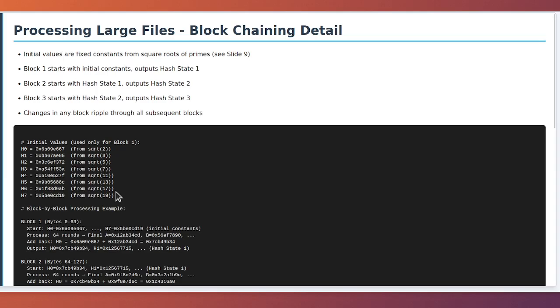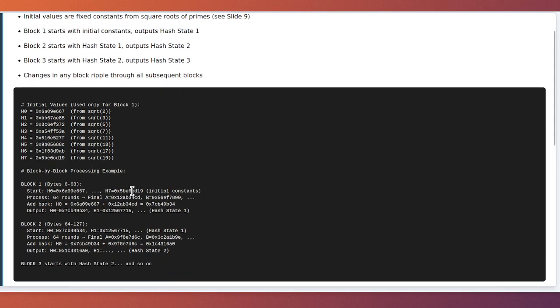First, let us understand the scale. 1 megabyte equals 1,048,576 bytes, which is 8,388,608 bits. Since SHA-256 processes data in 512-bit blocks, with each block equaling 64 bytes, we need to divide our file into blocks. The calculation involves dividing 1,048,576 bytes by 64 bytes per block, resulting in 16,384 blocks. Therefore, our 1 MB file will be processed as 16,384 separate 512-bit blocks.